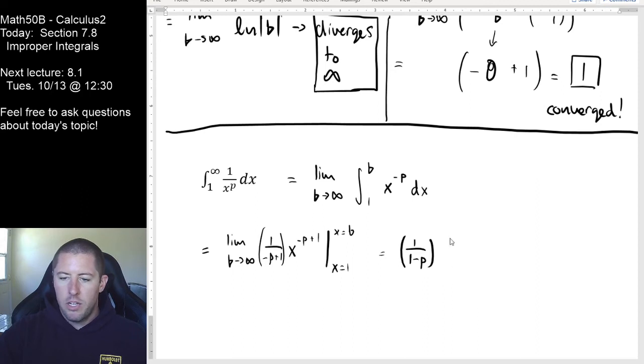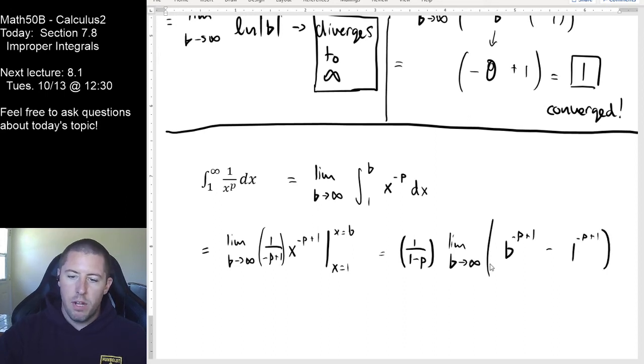And it looks like what I should be getting here is the limit as b goes to infinity of b to the negative p plus 1 minus 1 to the negative p plus 1. All right, so I've plugged in b for x and I've plugged in 1 for x for my upper and lower bounds here. So what's happening here? Not 100% clear to me what's happening.